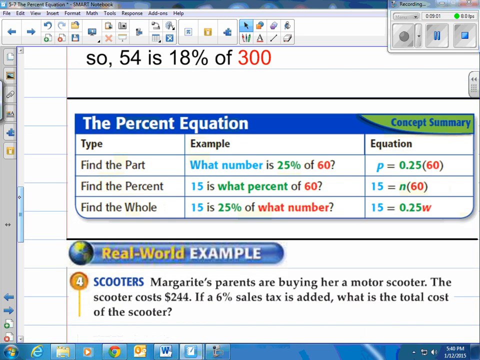All right, the percent equation. These are the simple concepts here that you look at to get an idea of the 3 different types that you can have. You might be looking for the part, the percent, or the whole, and those are what they look like.